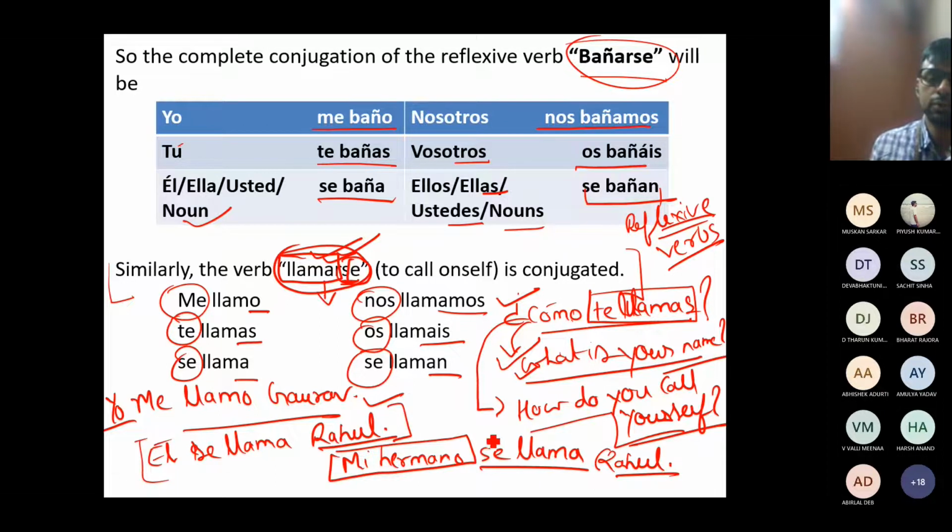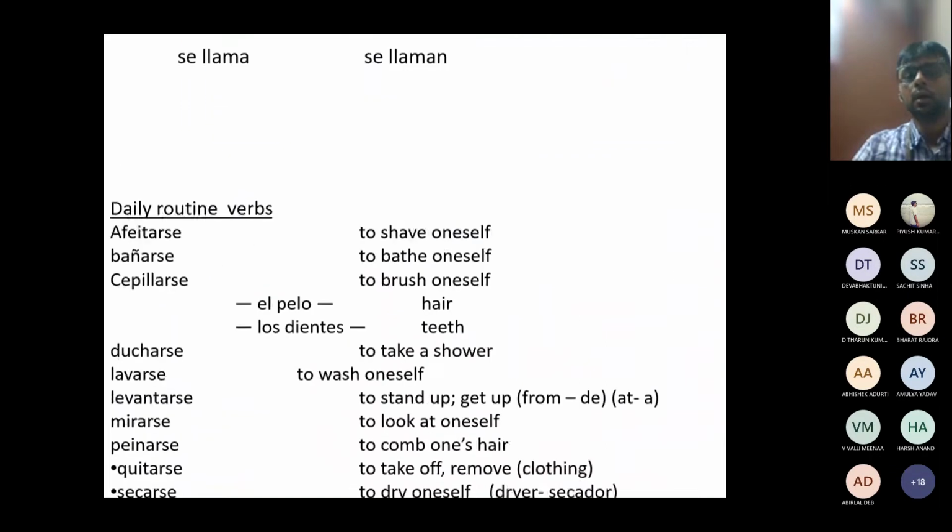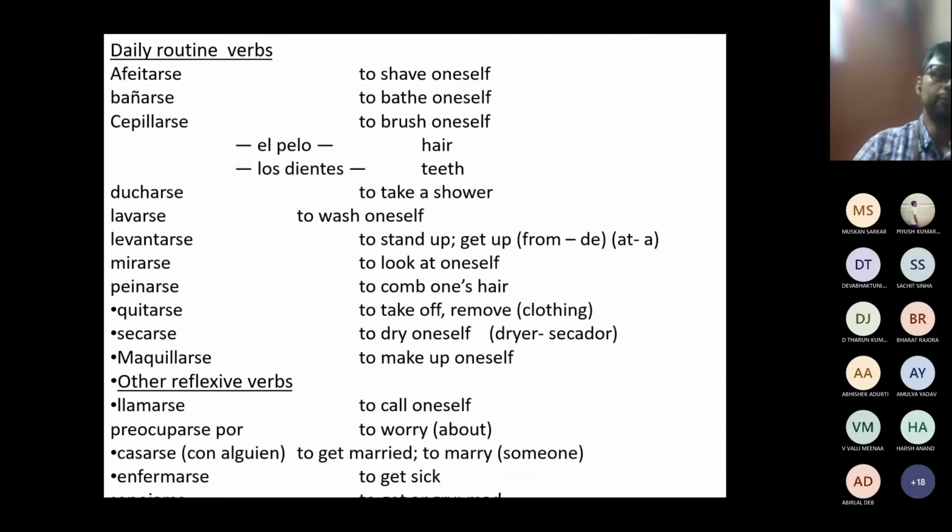Okay, so this is how we are using llamarse to say anybody's name, and it's a reflexive verb, so you should be careful a little bit while using it. Okay, now there are more verbs. That llamarse was important because I had to explain it to you. Now there are several other verbs in Spanish which are reflexive.